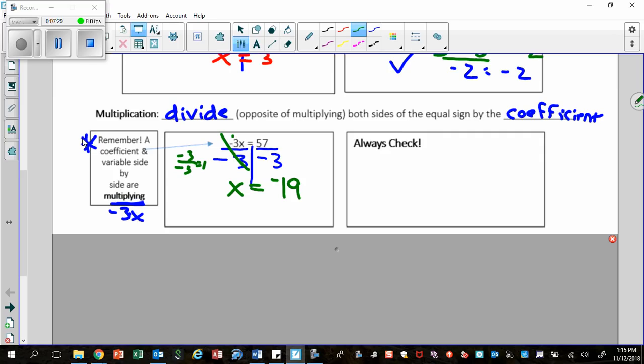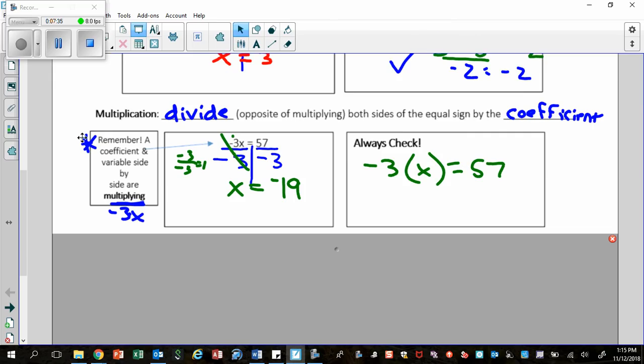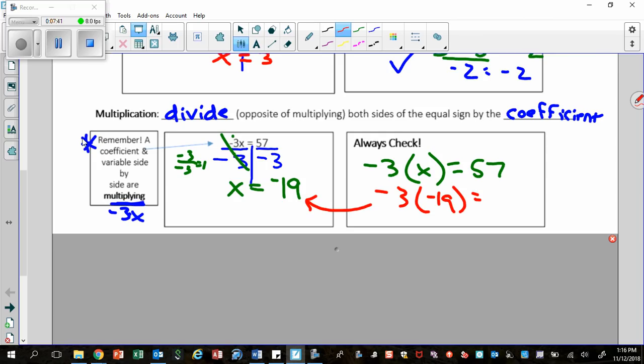Okay, then we'll go ahead and check. We've got negative 3 times x equals 57. Negative 3, we're going to put in our x that we got, so negative 19, and see if it gets us 57. A negative times a negative is a positive. 3 times 19, 57 equals 57. So we're good. Sometimes the check can confuse people, so if you have a question on it, just let me know.